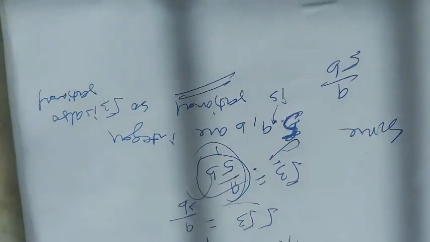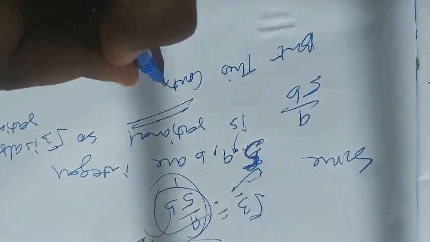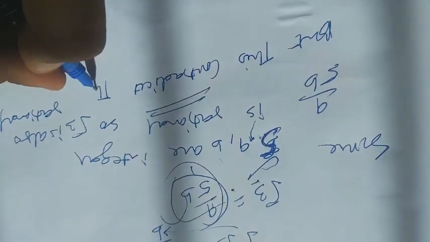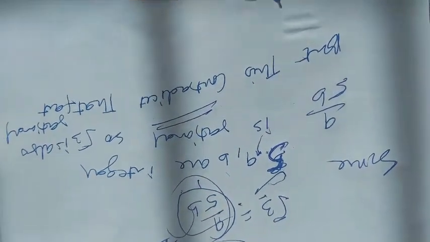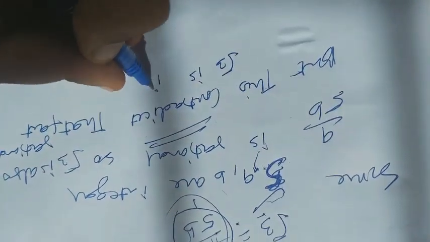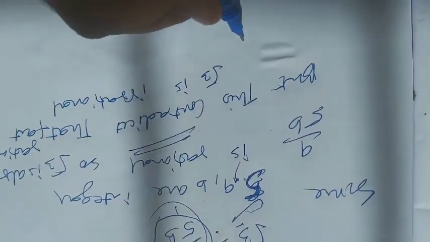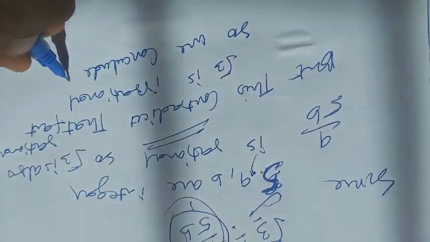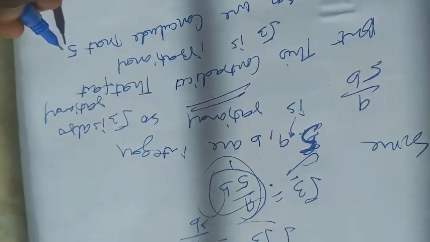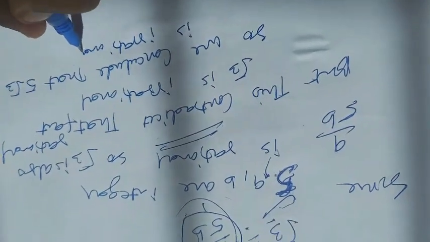Yes, but this contradicts that fact: root 3 is irrational. Root 3 is irrational, so we conclude that 5 root 3 is irrational. Okay, now look at it carefully.